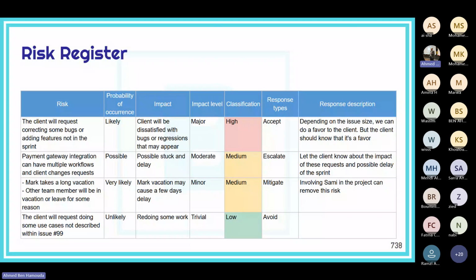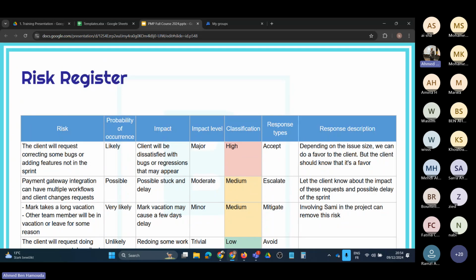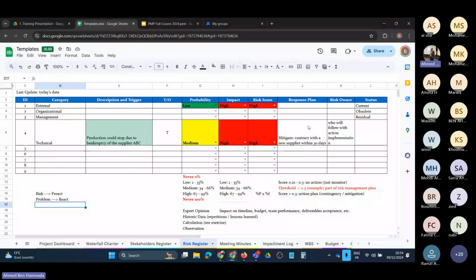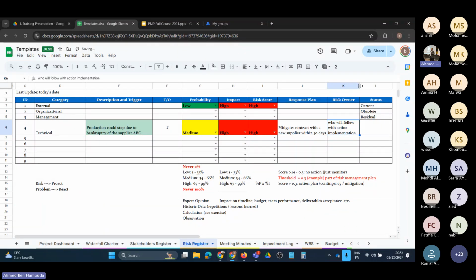All right. Now we saw earlier the risk register, so let's go back to the risk register. Here you can see that once we have a high risk, then we definitely need to create a response plan. For example, for this technical risk, we decide to mitigate and we describe how the mitigation will be, like contract with a new supplier within 30 days. Risk owner: this is who will follow up with the action implementation. And then the status: is it current? Is it obsolete? Is it residual? Etc.